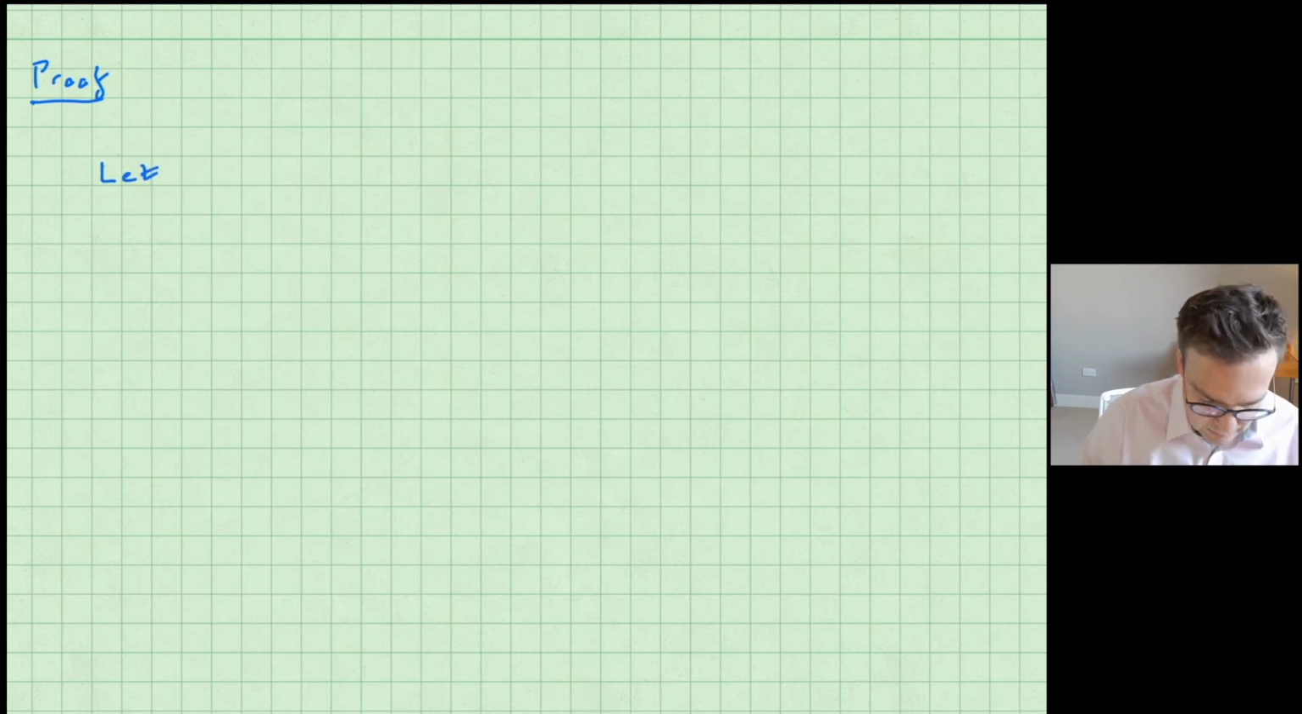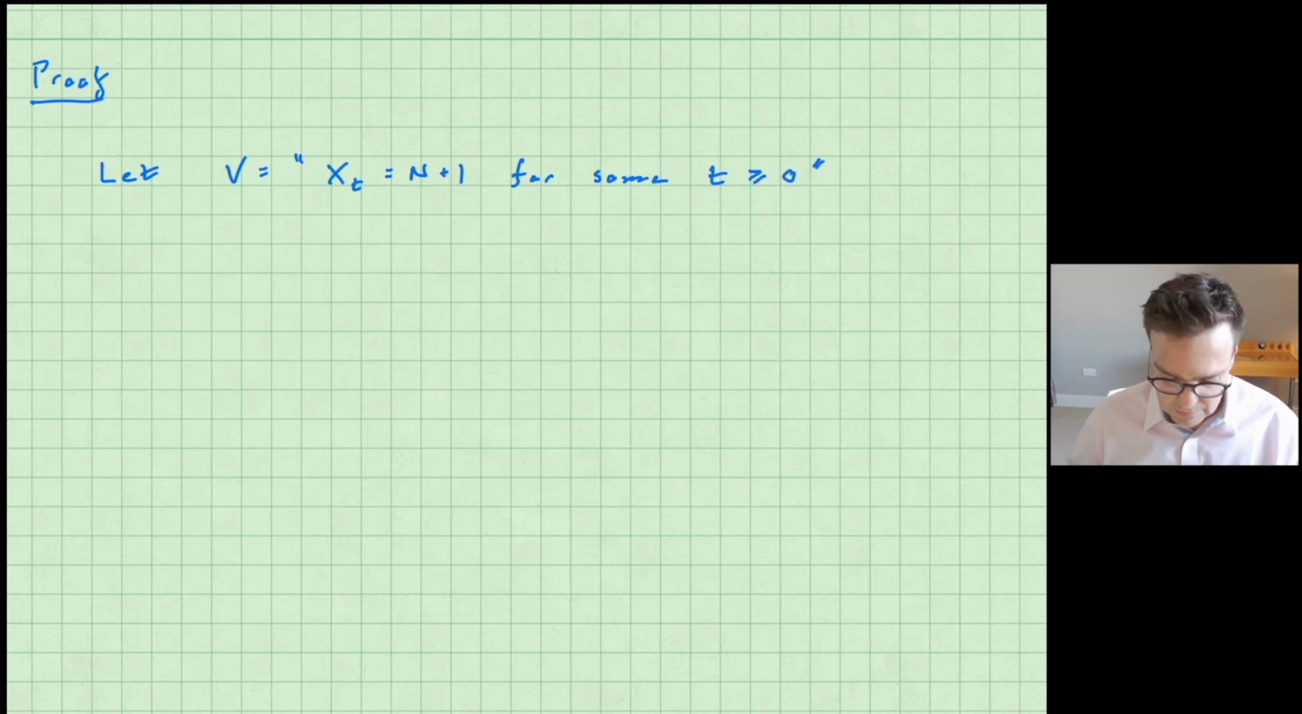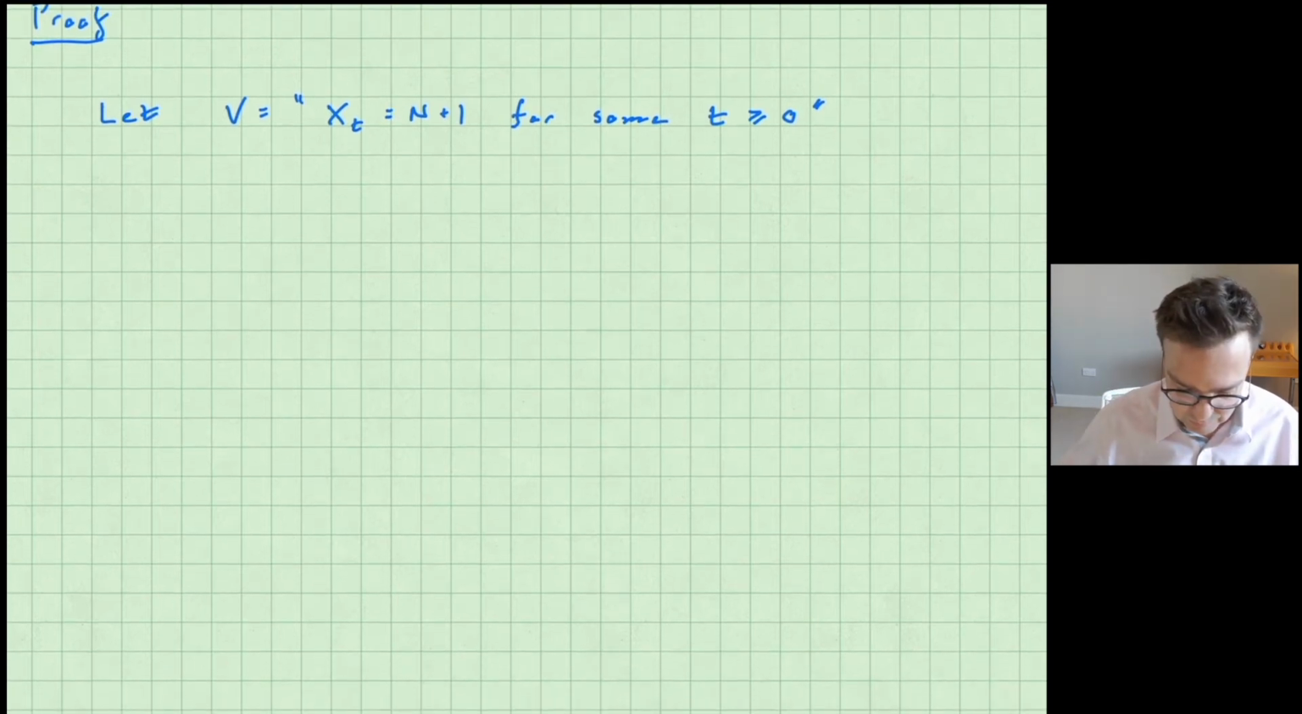So to simplify the proof, I'm going to create an event. I'm going to name the event V, for sort of victory. So let V be the following event. V is equal to this statement: Xt is equal to n+1 for some t greater than or equal to 0. Right? So that's what the event V stands for. That's going to save us a lot of space when we write things out.